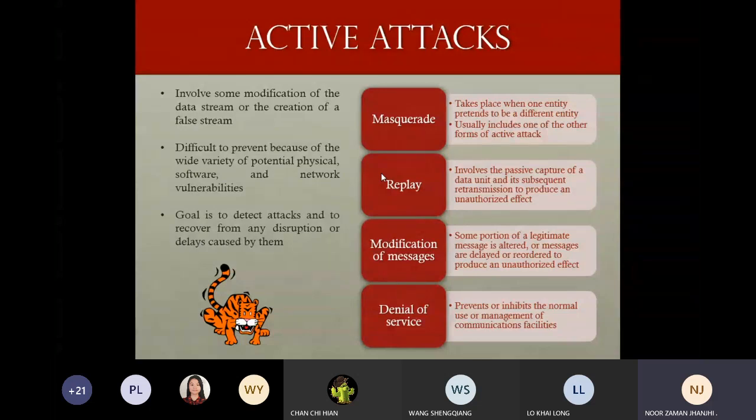In active attacks, we will go through the different attacks later on and see how they are different from each other. But their goal is to detect the data, modify the data, and pass the modified data as per their wish to the destination.